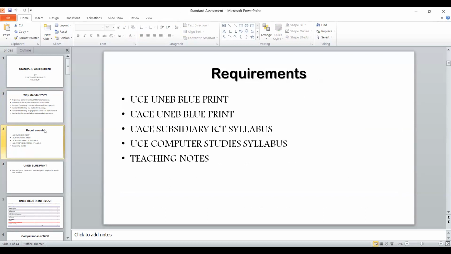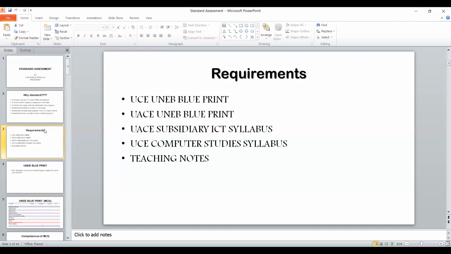One is the UCE UNEB blueprint, which I'm going to share, the UCE blueprint, the USE subsidiary ICT syllabus, the UCE computer studies syllabus, and you must be having teaching notes. So these are the basic requirements. You cannot think about setting a standard paper when you don't have a blueprint and when you don't have a syllabus. Why? Because the syllabus is going to be guiding you, guiding you that this is what you are supposed to set.